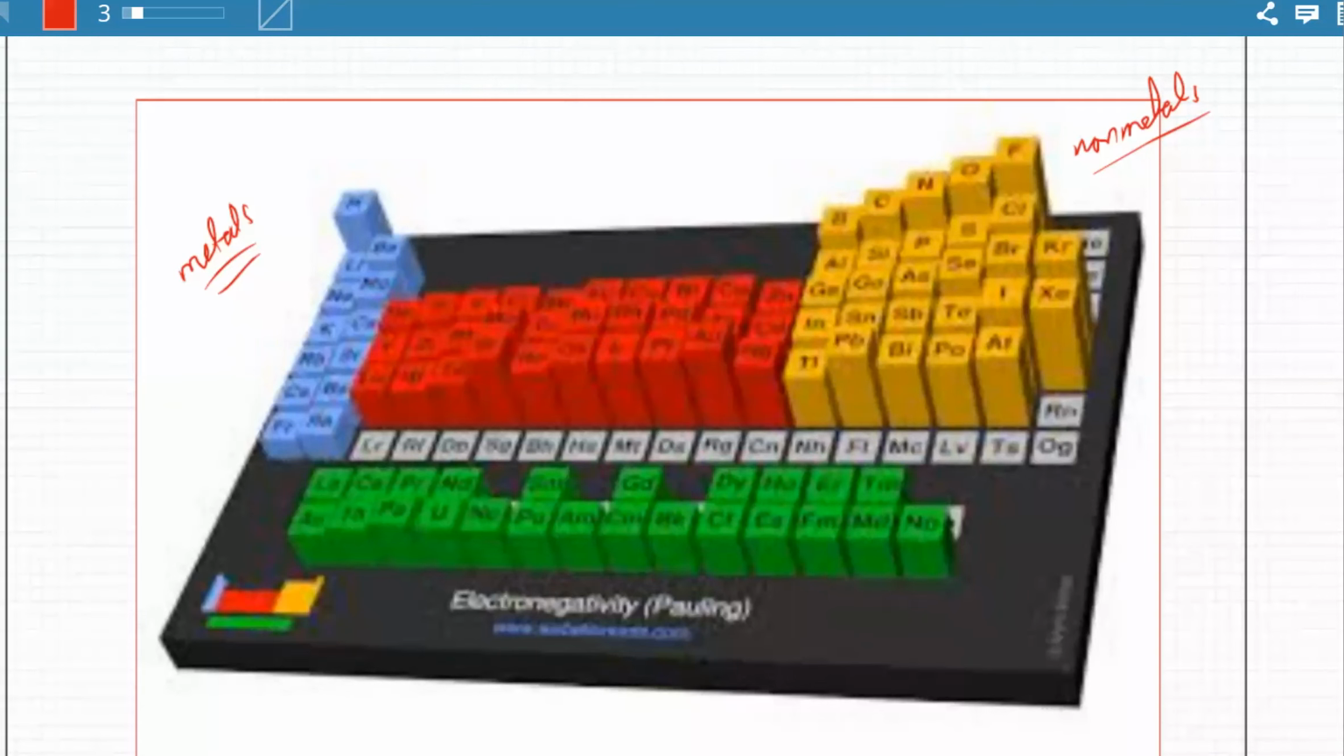Is this all clear? The first part we just did, ignore the oxidation state. We just did the electronegativity part.